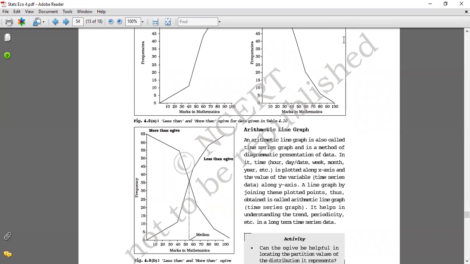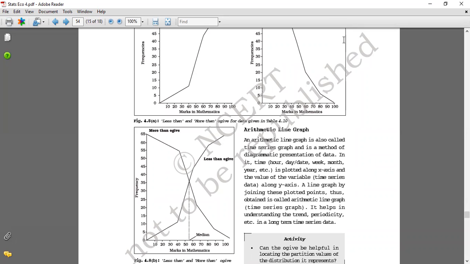Likewise, plot more than cumulative frequencies against the lower limit of the corresponding class interval. The points so obtained are joined by a smooth freehand curve, and that is the more than OGIVE. It slopes downward from left to right, as you can see in the figure in front of you. It is possible to draw both the less than and more than OGIVEs on the same graph. Here it is given in figure 4.8.